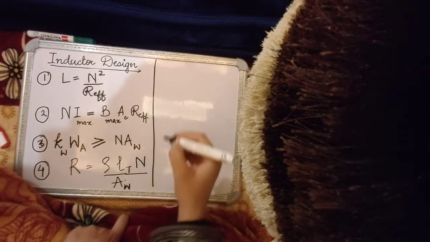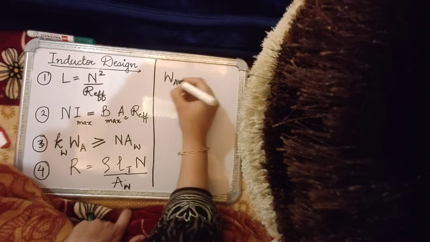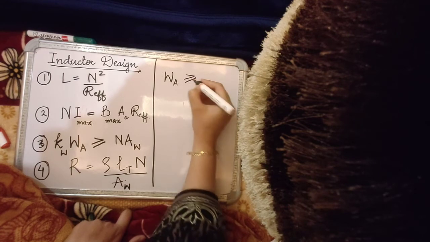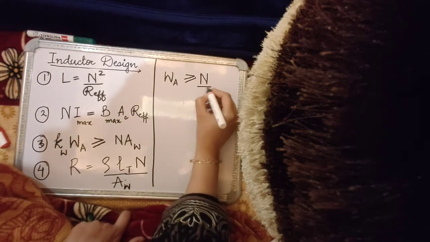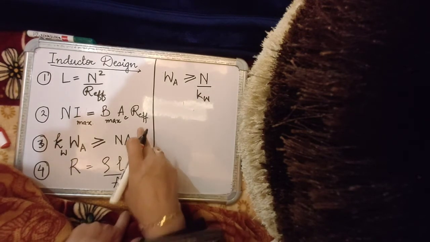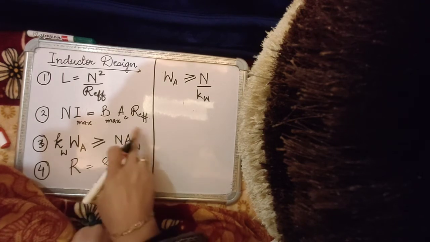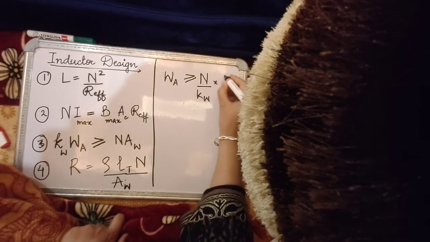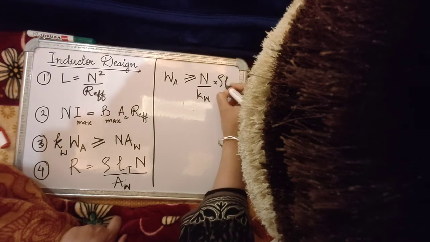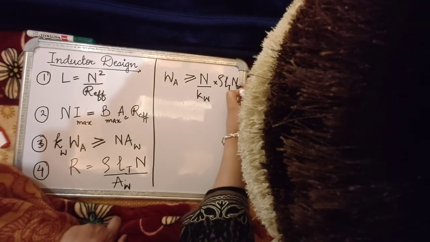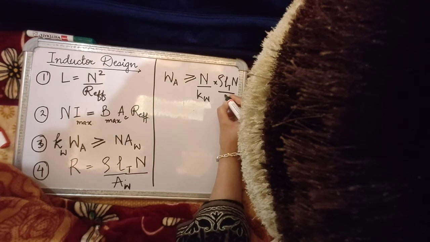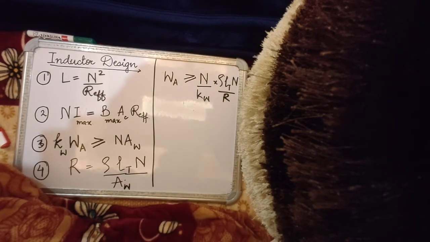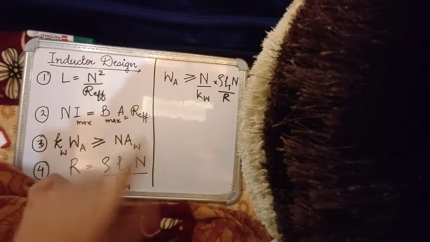Let's start with the third equation. So I have WA is greater than or equal to N, I take KW down, into AW, and I substitute equation 4 into equation 3 to replace the cross section of the winding. Okay, so I get rho, length per turn, into number of turns, divided by R, where R is the effective resistance of the wire, not the reluctance. Okay, I'm using capital cursive R for reluctance.